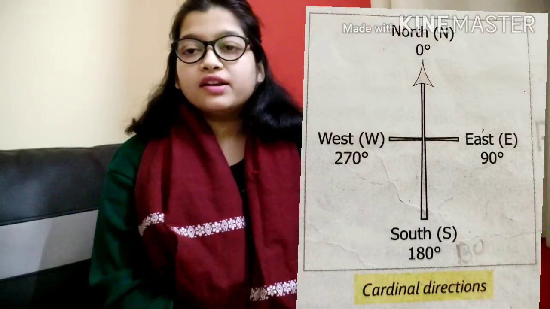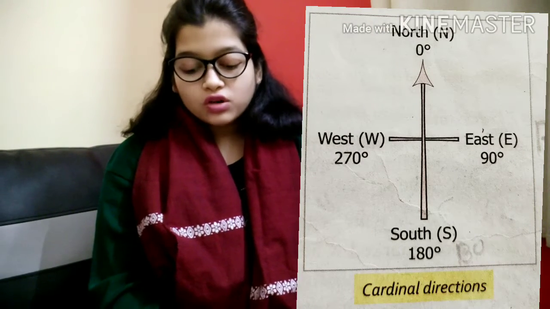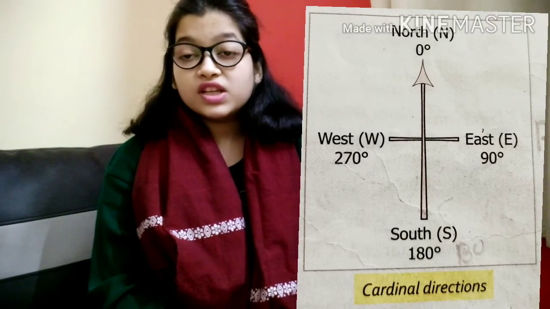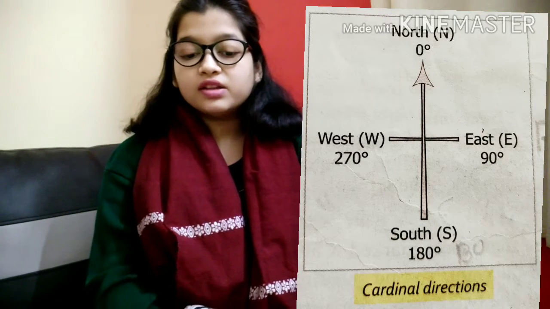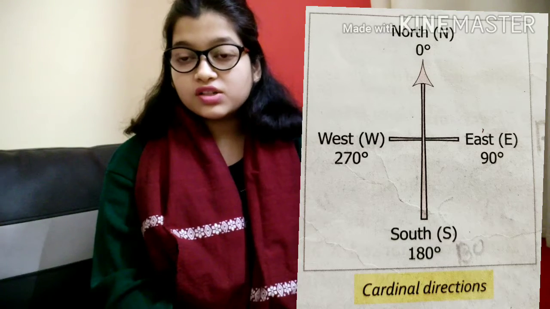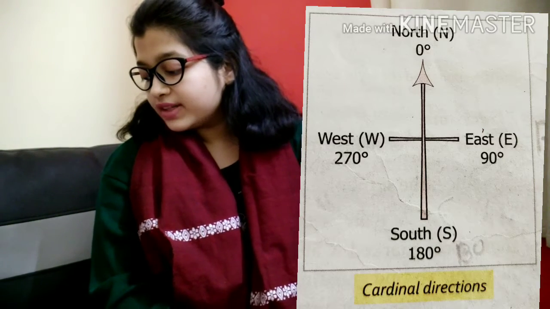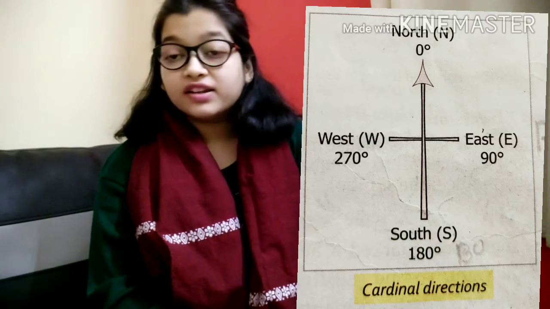There is a diagram of cardinal directions also given. That diagram you also need to prepare. Suppose a question is asked, what is the cardinal direction? Then you will write your answer that the 4 major directions, north, south, east, west, we name as cardinal directions. After that, if you add the diagram, then your answer will be more concrete. You will get full marks from that question. That is why I am asking you to practice this diagram of cardinal directions, which is on page number 17.